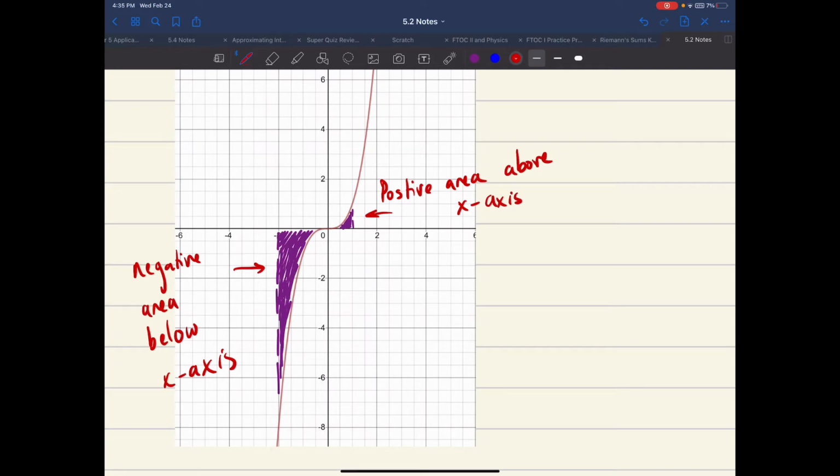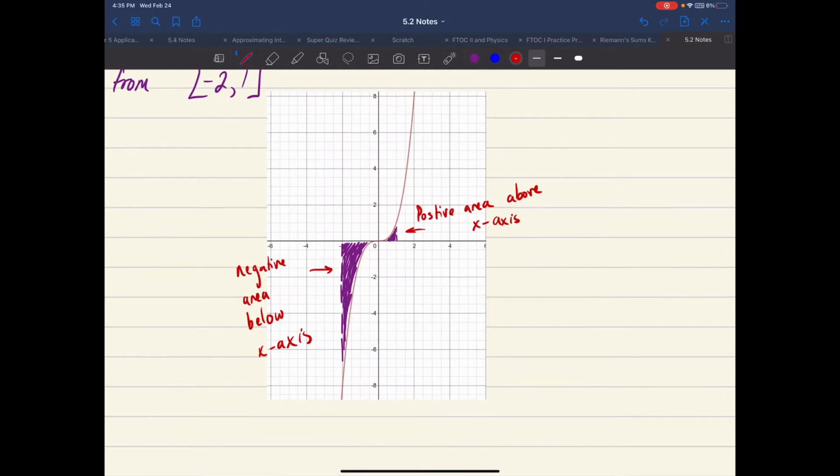Sometimes you're going to get a negative area, and that just means that the area is below the axis. Depending on the context of the problem, you might make that positive. It just depends on how the question's asked. So that is what we're going to calculate. You can see in this one, we're probably going to get a negative area because we have more negative area than positive area. So that's what the integral graphically would represent.